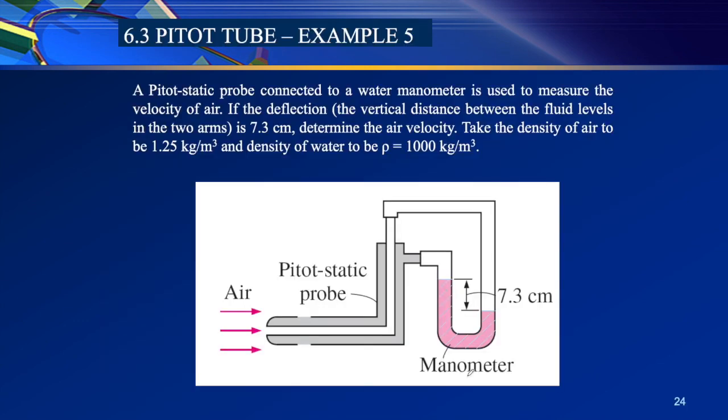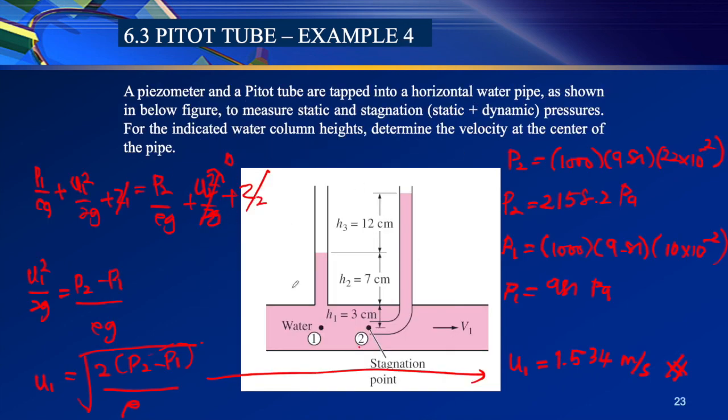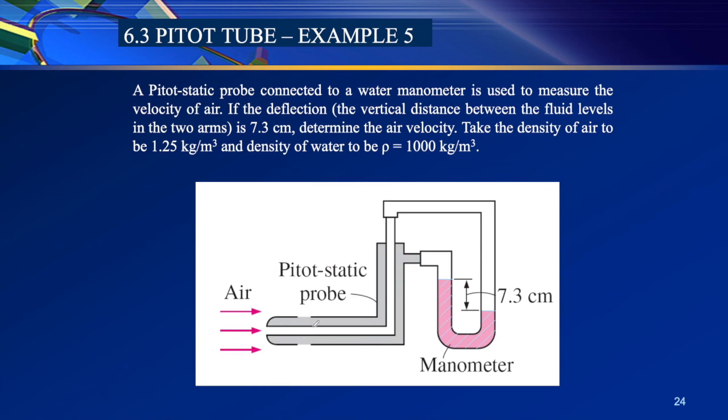Okay, I will explain more on this example. So this example is a little bit different from this simple pitot tube, because we do have a pitot static probe, in the same probe, to measure the static and the stagnation pressure. So how to calculate? Now this question asks us about the air velocity. So this is point number two and this is point number one. Point number one will measure the stagnation pressure and point number two will measure static pressure.